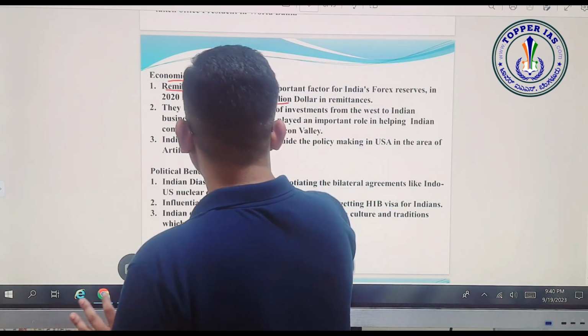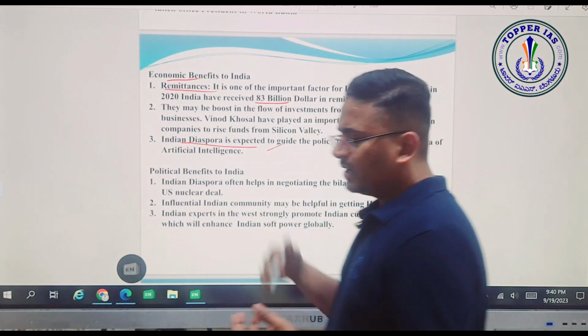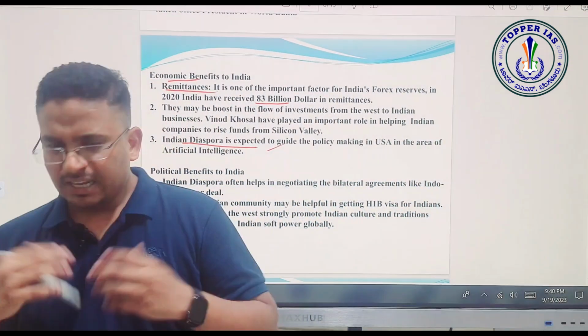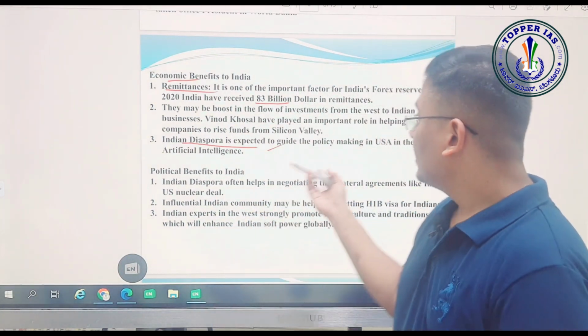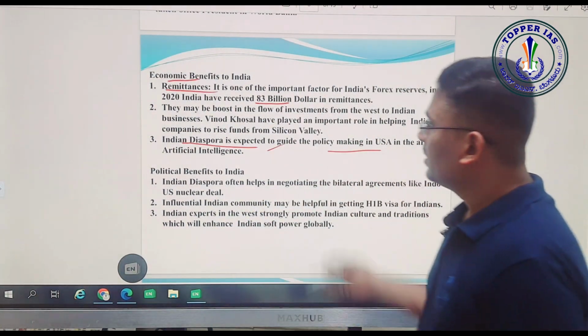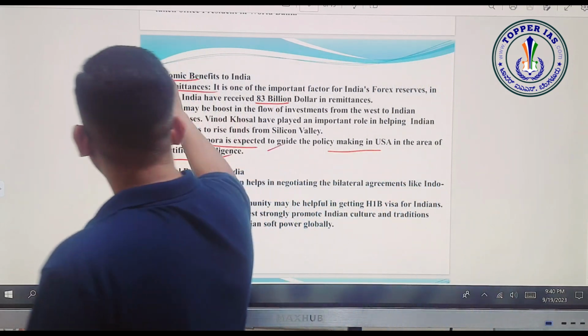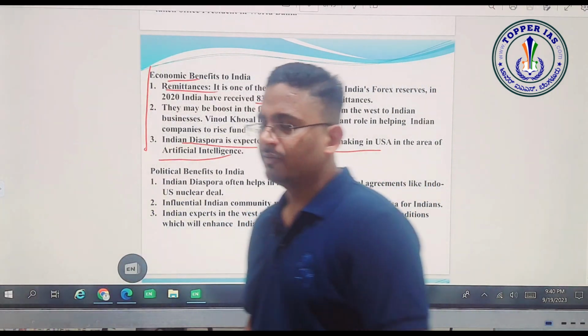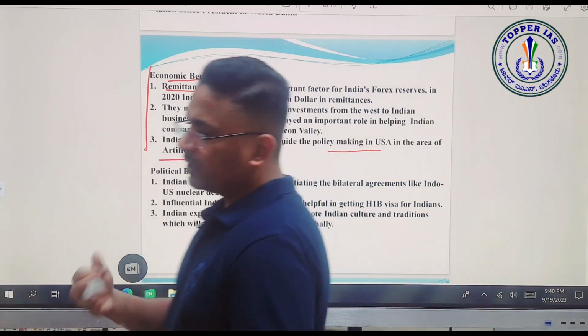Then the third one, the Indian diaspora is expected to see, this is a generic point, that Indian CEOs and Indian tech people are working in very high positions. That means they are guiding the policies in the USA as far as artificial intelligence is concerned. That is about the economic benefits that India can have. The second one is the political benefit. What is the political benefit we are going to have?